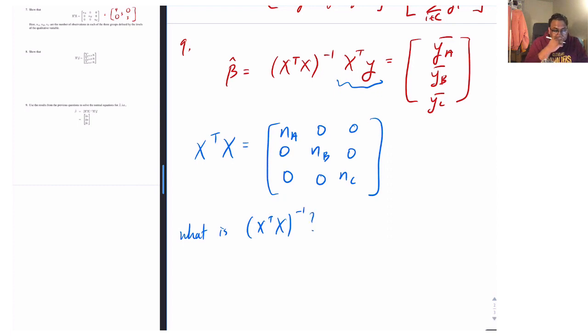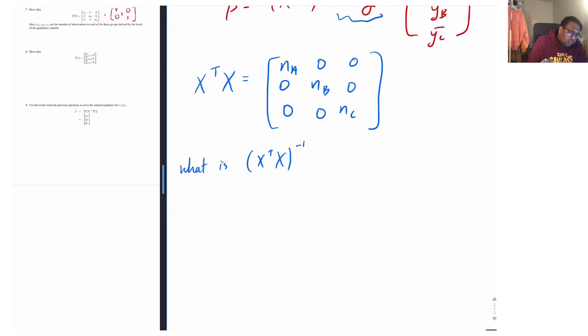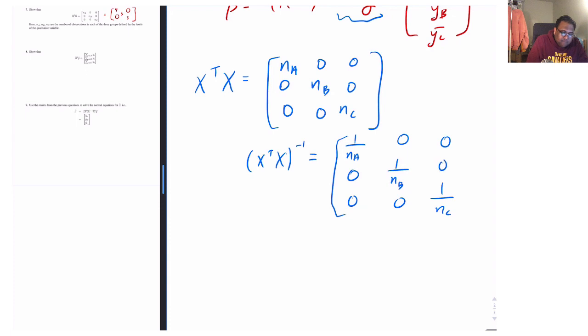Well, it turns out the inverse of a diagonal square matrix is just another diagonal square matrix where all of the elements on the diagonal are replaced with their reciprocals. And so in our case, what that means is that the inverse of X transpose X is just equal to 1 over NA, 1 over NB, and 1 over NC on the diagonals, and zeros everywhere else. Okay? We won't go through the process of showing this in this video, but you can prove to yourself that this is indeed the inverse of X transpose X by writing out the product of X transpose X with this inverse, and you'll get back the identity matrix.